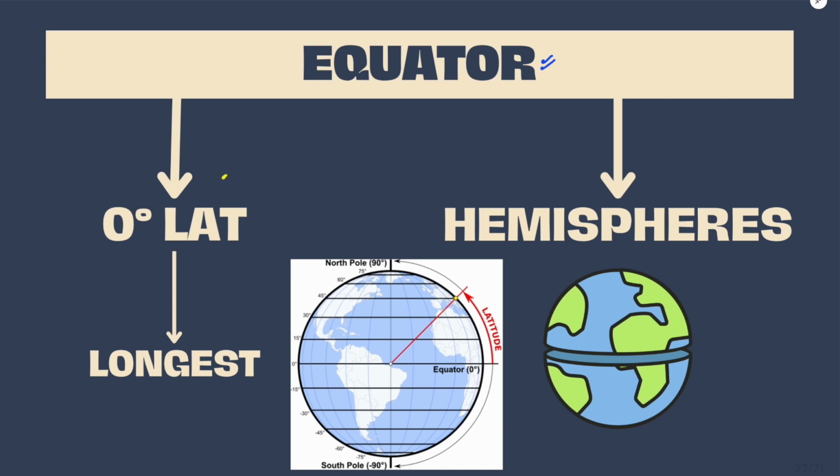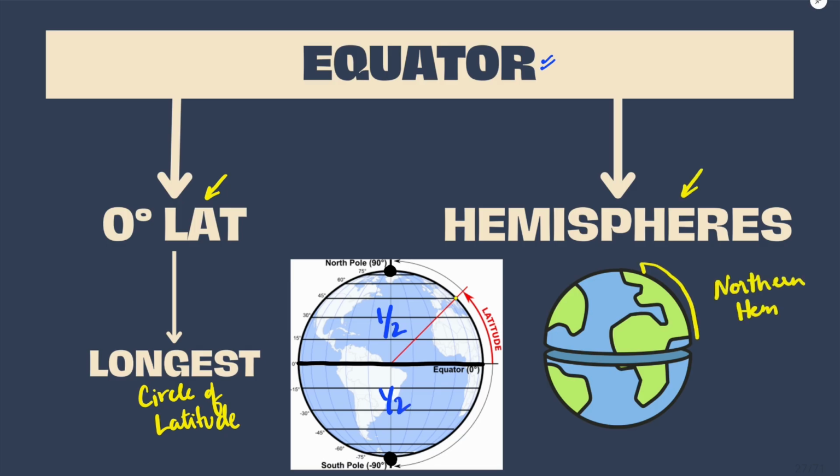The equator, or 0 degrees latitude, is the longest circle of latitude. It is drawn halfway between the North Pole and the South Pole and divides the Earth into two equal halves called hemispheres. That is, the northern hemisphere, north of the equator, where latitudes are denoted by N, and the southern hemisphere, south of the equator, where latitudes are denoted by S.